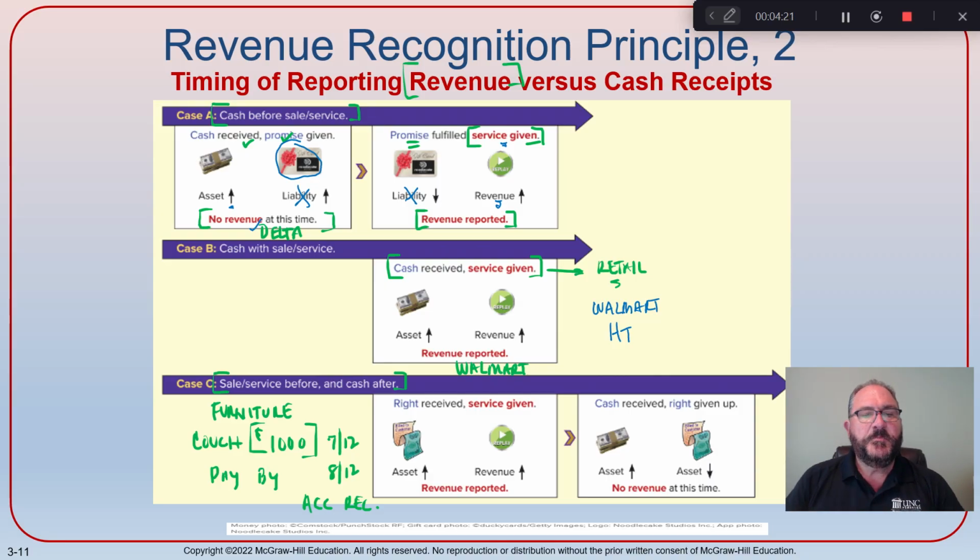Now the next one here is the sale or service before, and asset after, and cash after. This is when you bought something on credit and you pay them later. In that case, the right is received and the service is given, so they count the revenue right then, even though they didn't get the cash. So what that would mean, let's say you're a plumber and you walk into the plumbing supply house, and you need to buy some stuff to work on a house, and you spend $500.